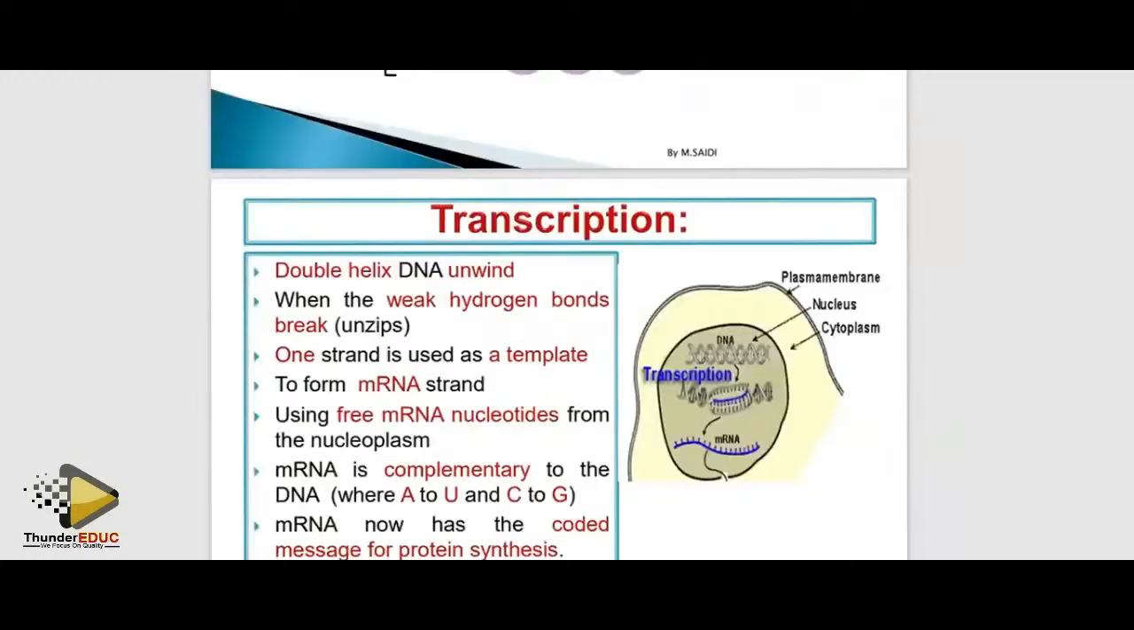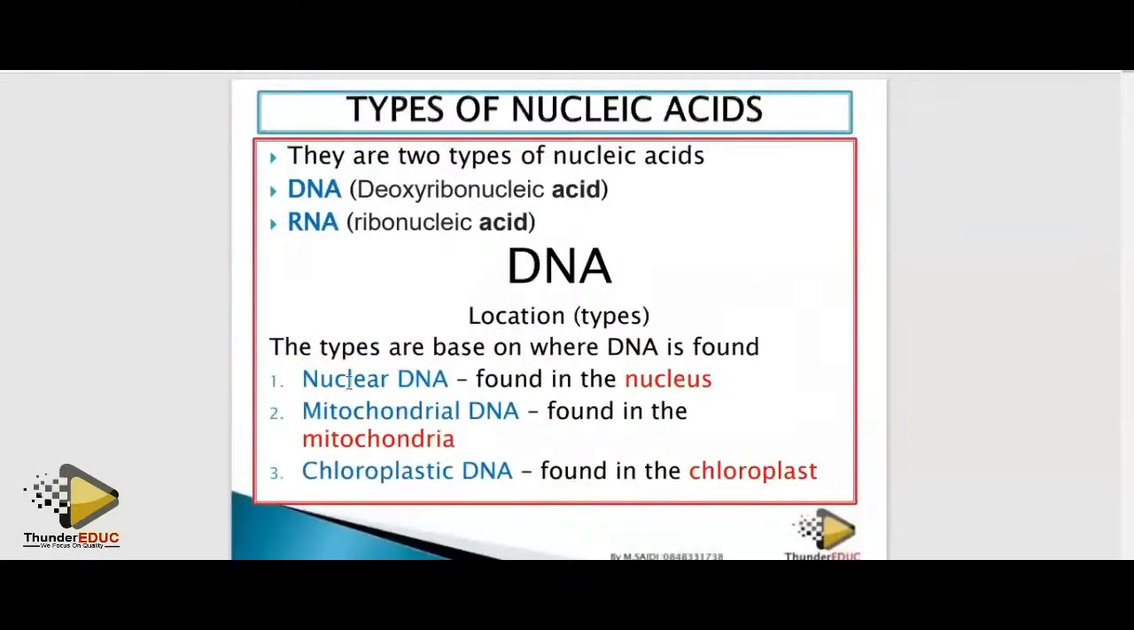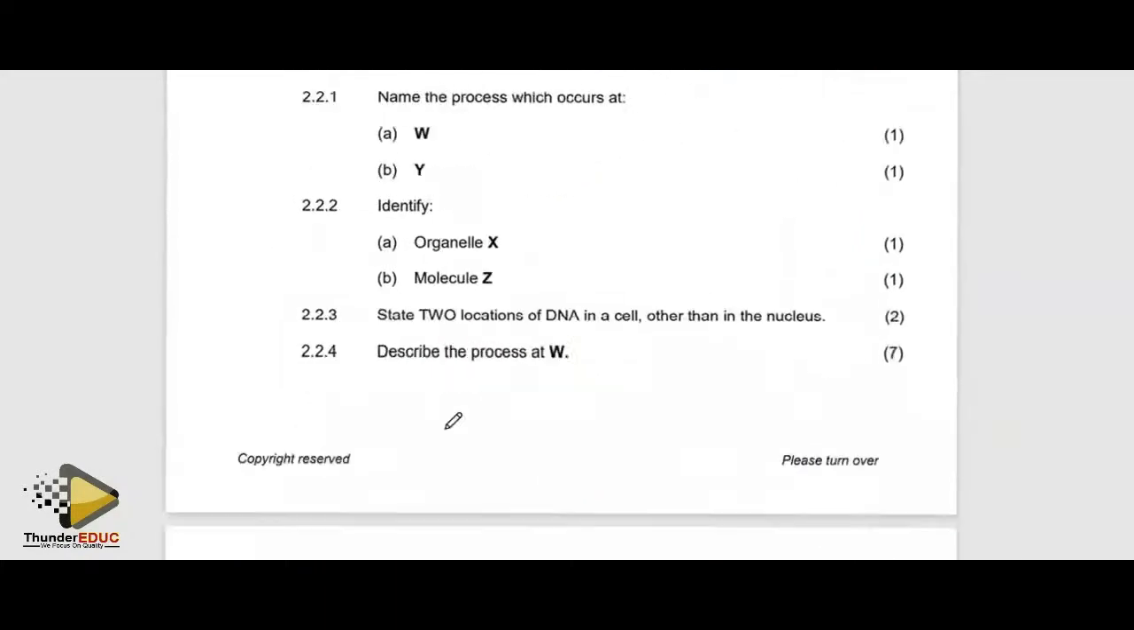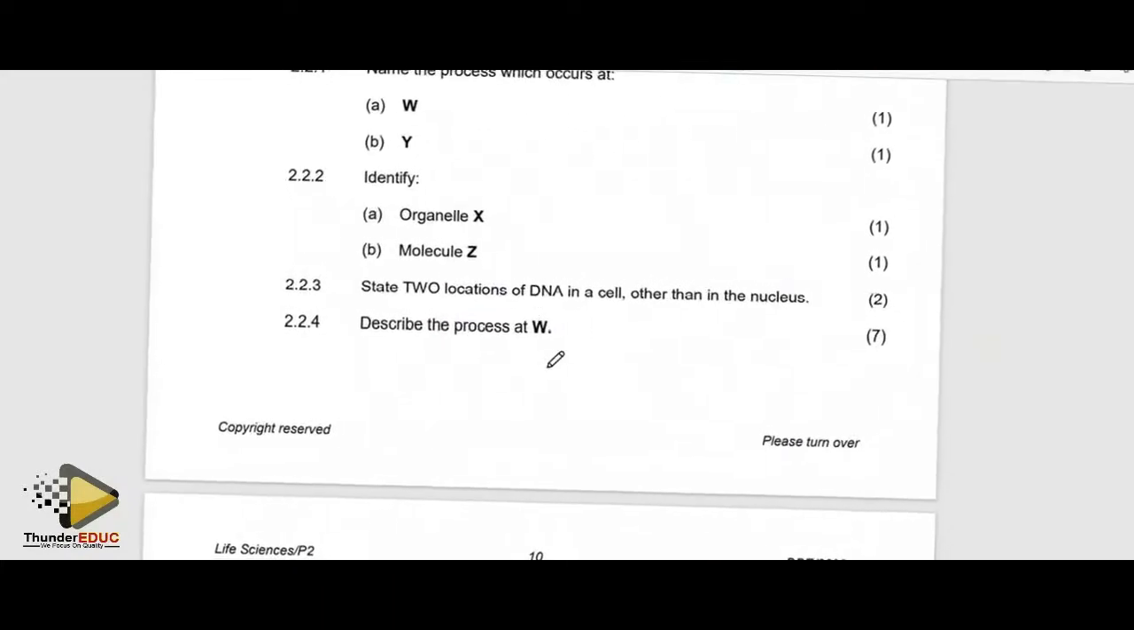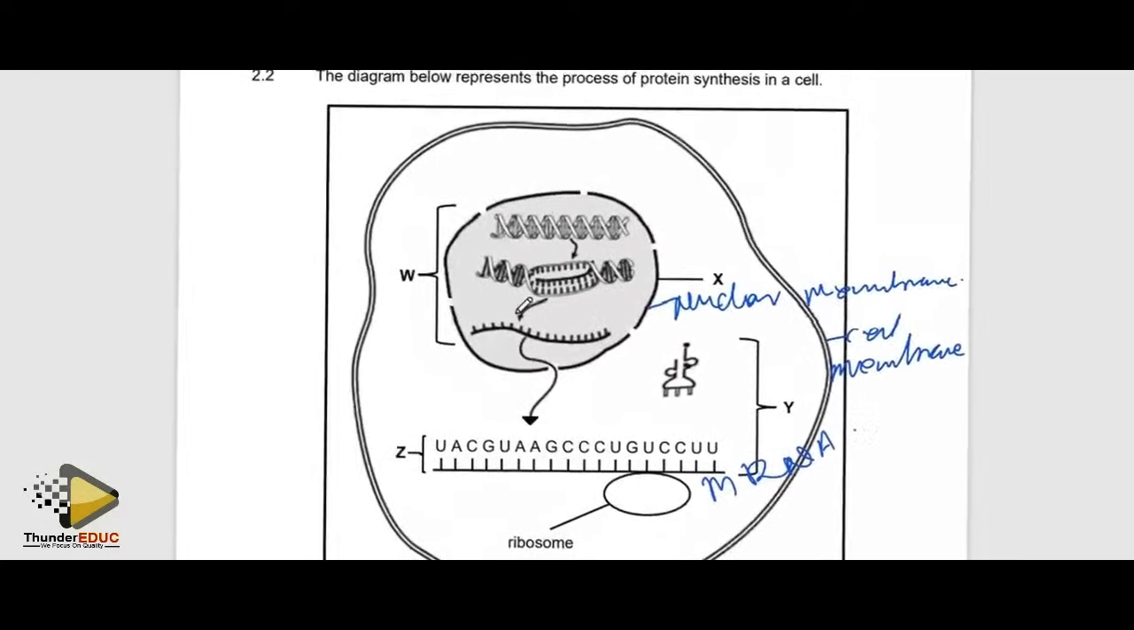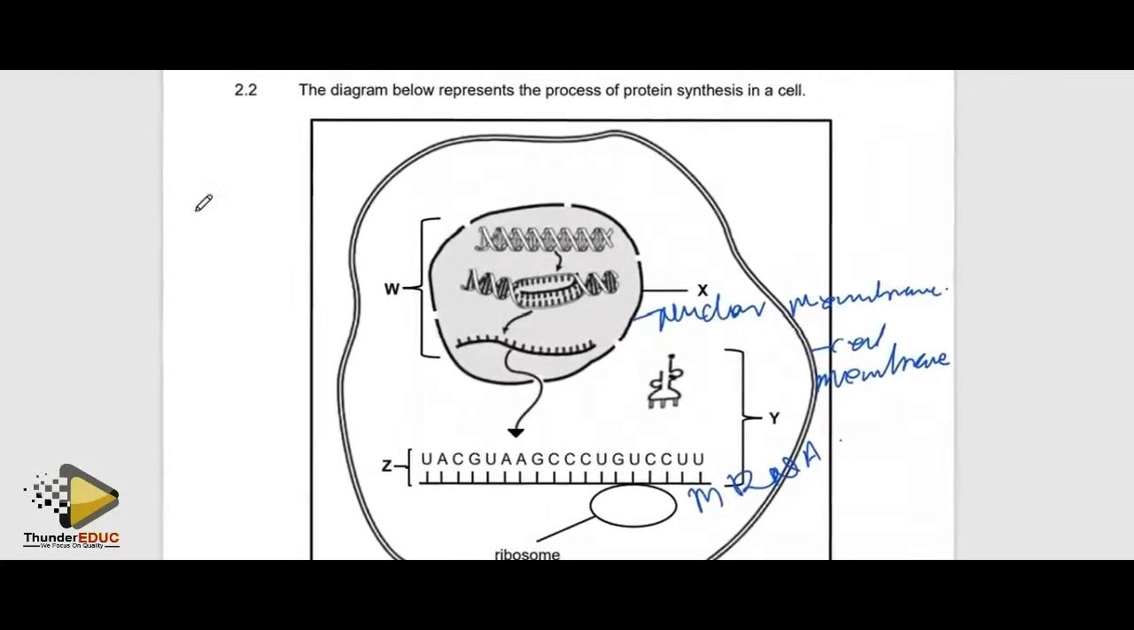So let's see it in our book. If we come here on the types of DNA, we shall see that we have the nuclear DNA found in the nucleus, they say other than this. So we have the mitochondrial DNA found in the mitochondria, and then the chloroplastic DNA found in the chloroplast, meaning that is the answer. Then another question they're asking, describe the process W. They're looking for transcription.